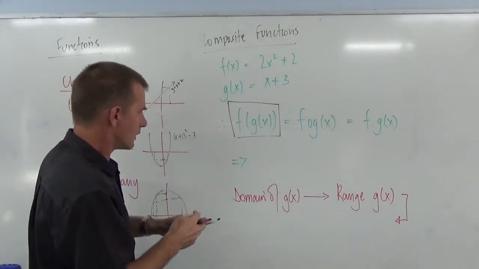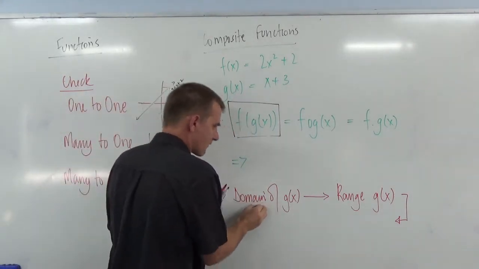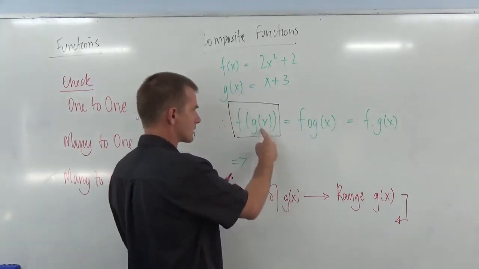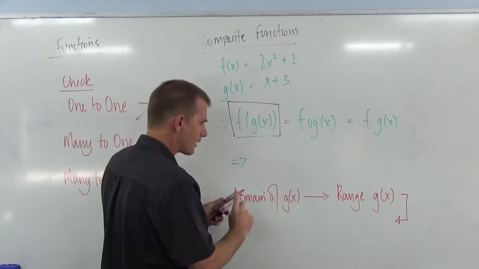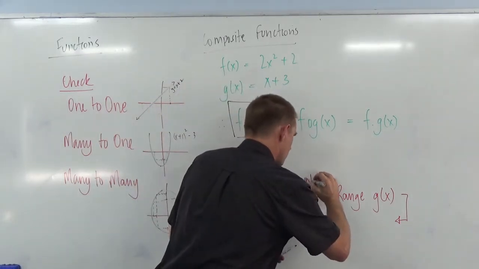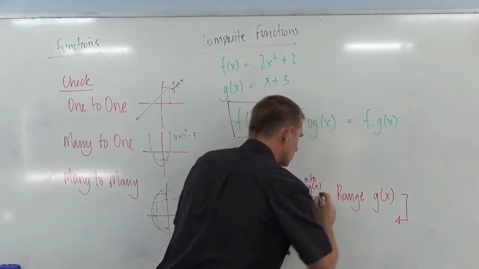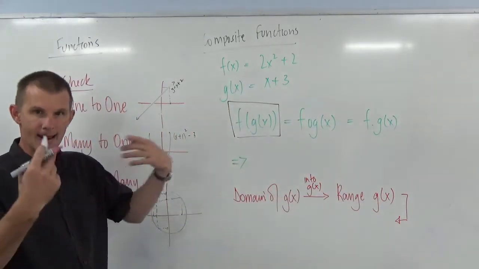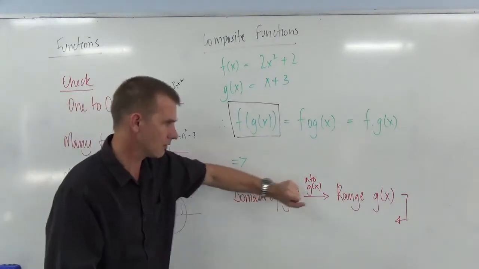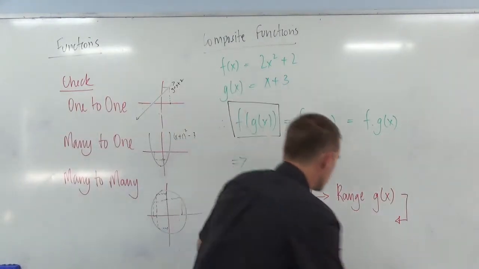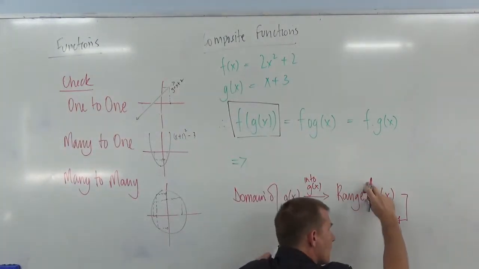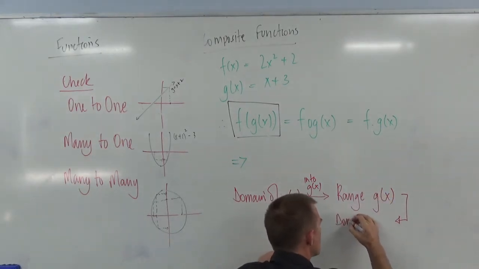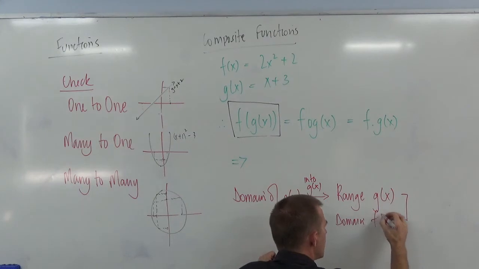Think about this. If I take my x values, they are the domain of g of x, okay? Because that's the first function. I put them into g of x, and I would get the range of g of x. So that's the output of g of x. Input, output. Then I'm going to take the output of g of x, and that becomes my domain of f of x.